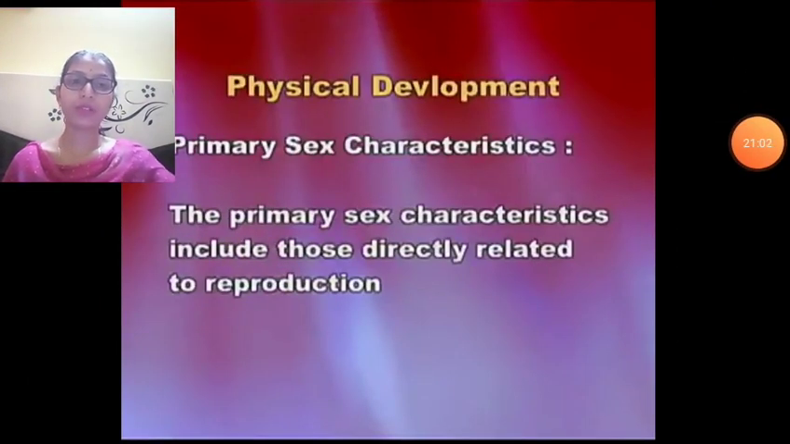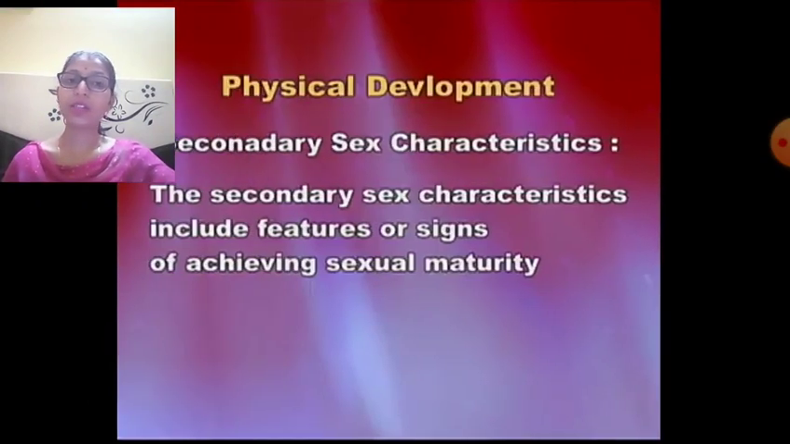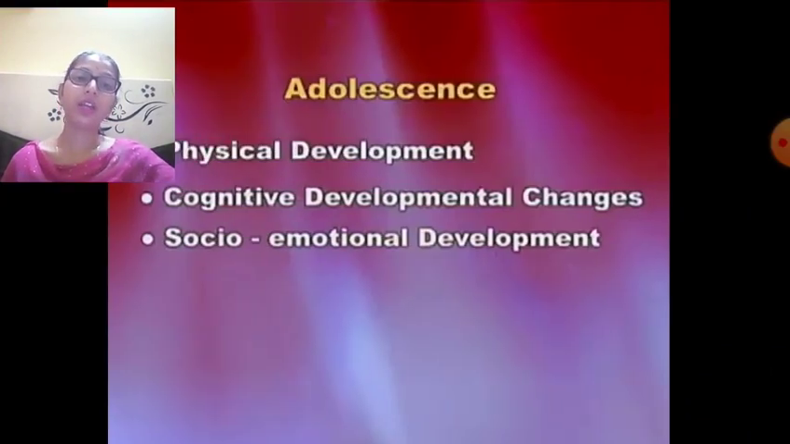So this is about the physical development. The primary sex characteristics include those directly related to reproduction, and the secondary sex characteristics include features or signs of achieving sexual maturity. Now, physical development, after that the cognitive development. Okay, so let's move to cognitive development. Adolescents' thought becomes more abstract, logical and idealistic. They become more capable of examining their own thoughts, others' thoughts, and what others are thinking about them. Okay, the cognitive development is almost completed.